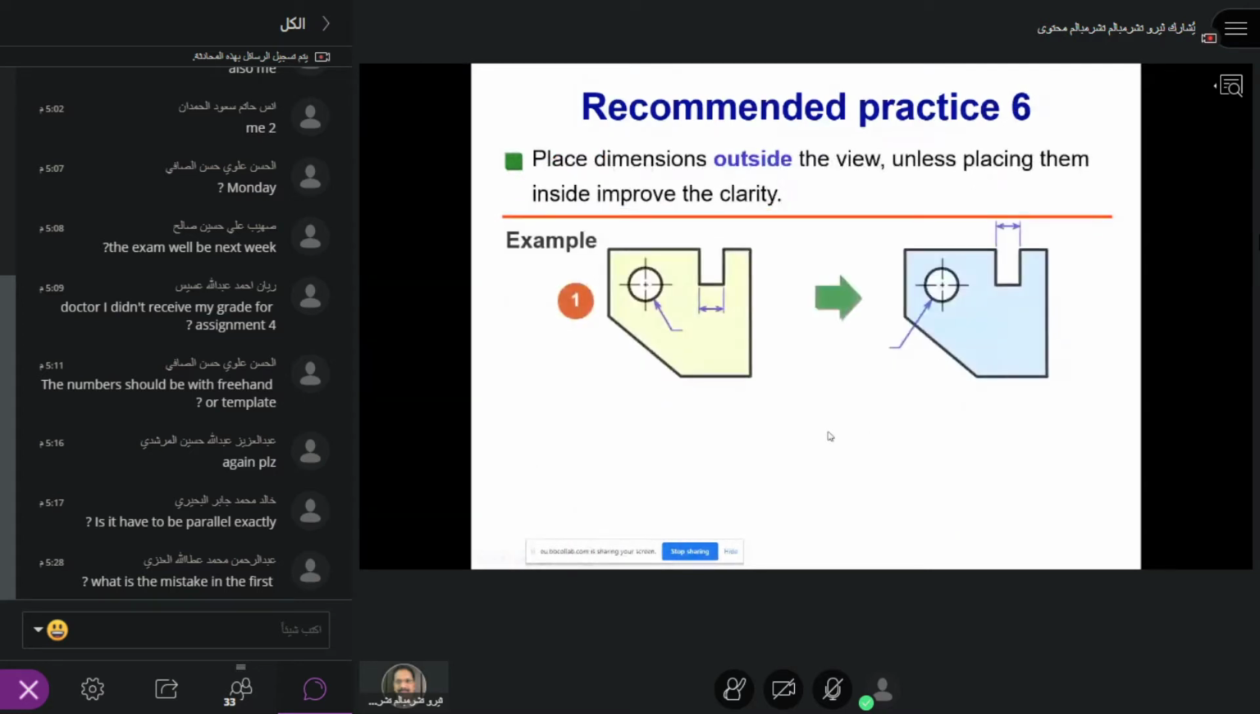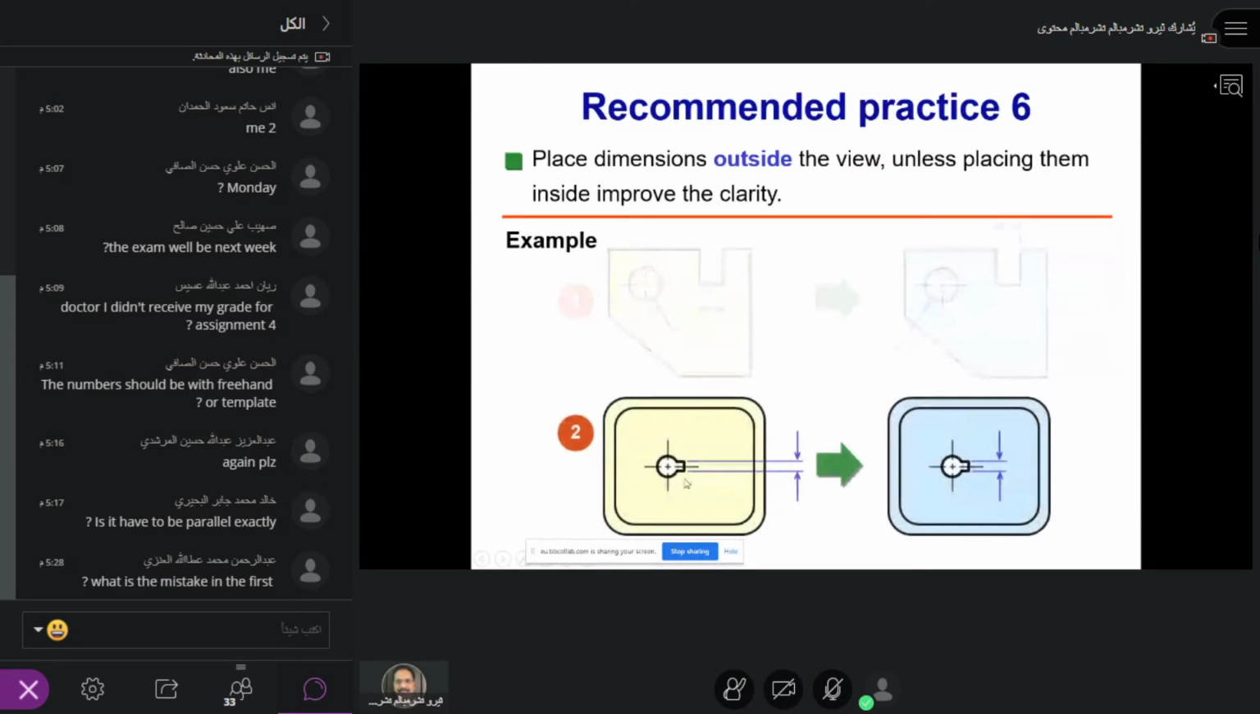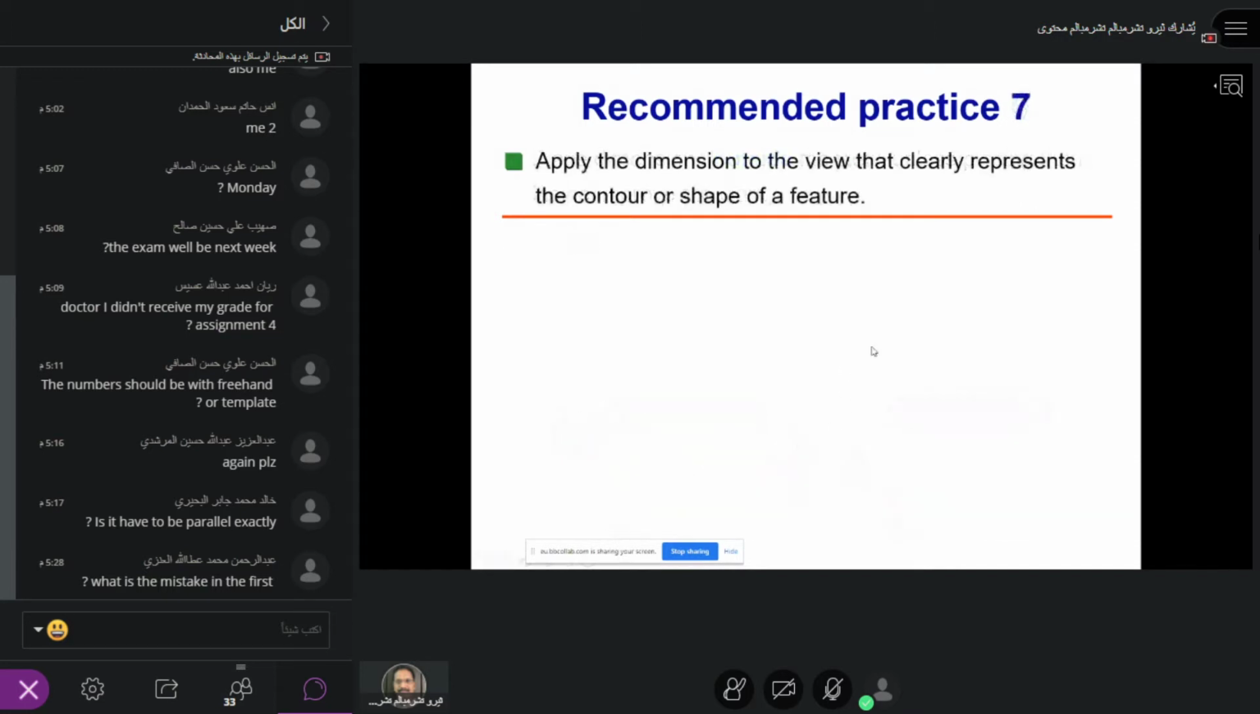Then place the dimension outside the view. We have already seen it. Instead of this inside, you have to take it outside, right? And also, this is a very bad practice, all the way, because if you take it all the way, it becomes too close, and if it is too close, it's also difficult. So the idea is to make it legible to the other engineer.